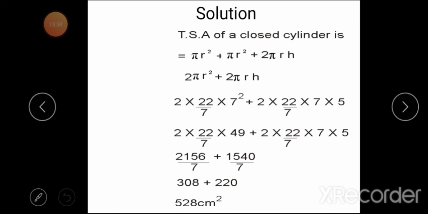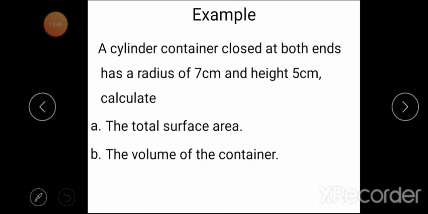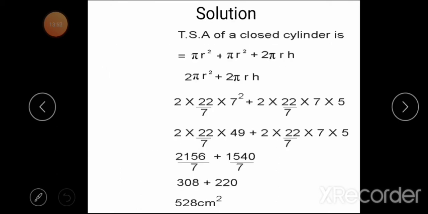It's a very simple problem. We know that the total surface area for a closed top cylinder is the area of the circular base plus the area of the closed top plus the area of the curved surface.